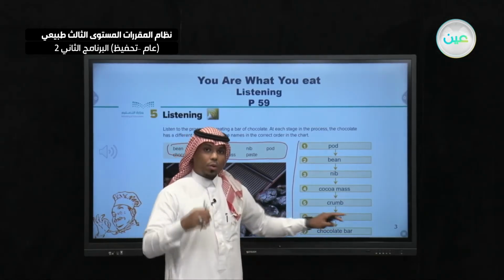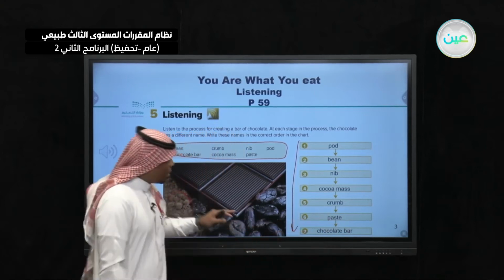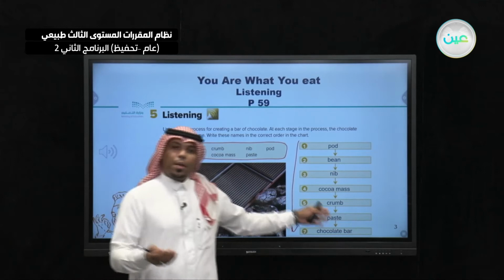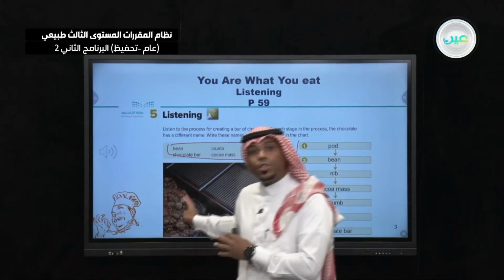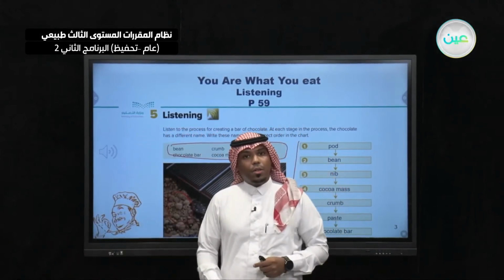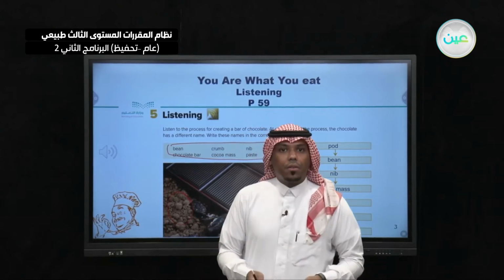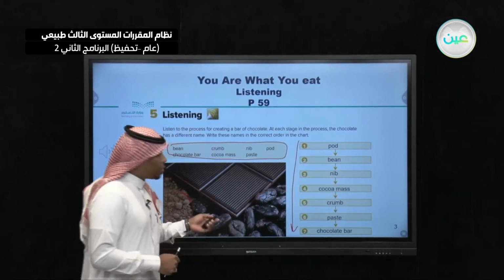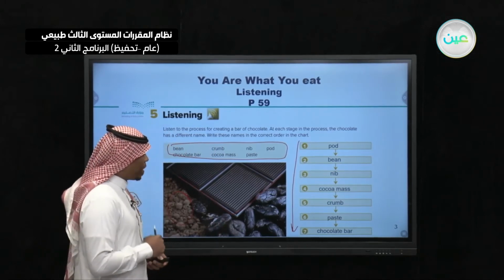Liquid or cocoa paste. And where did you get the cocoa or the chocolate itself? What's the name of this tree? The tree is called the cacao tree. The cacao tree. Very good.